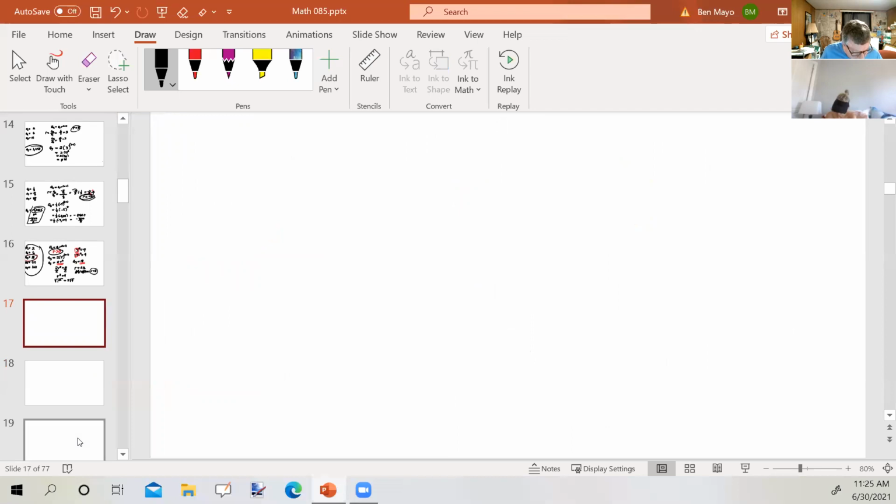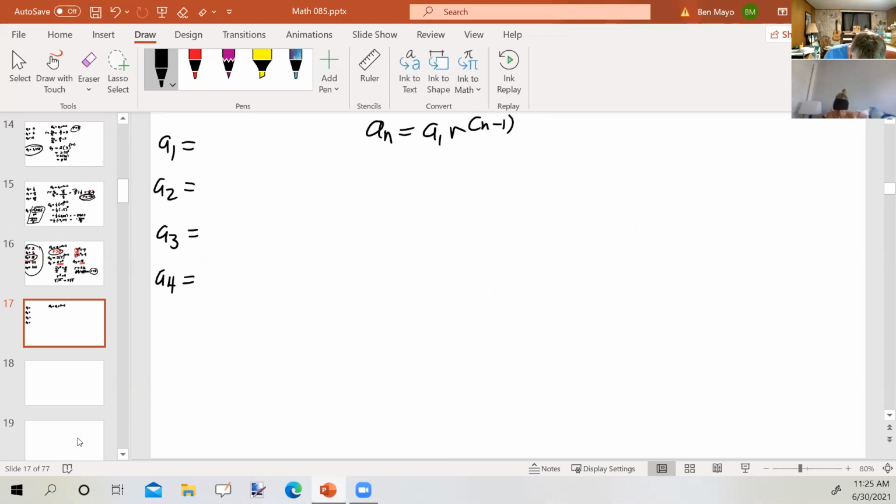Again, find the first 5 terms of a geometric sequence. So here we've got a sub n equals a sub 1 times r to the n minus 1 power. We need to find a sub 1, a sub 2, a sub 3, a sub 4, and a sub 5. The first term is 2. The third term is 50. But now we're told that r is less than 0. So for this example, the common ratio r is going to be a negative number.